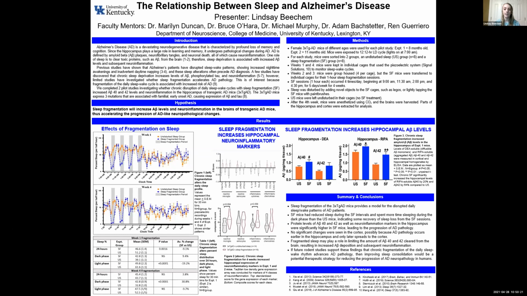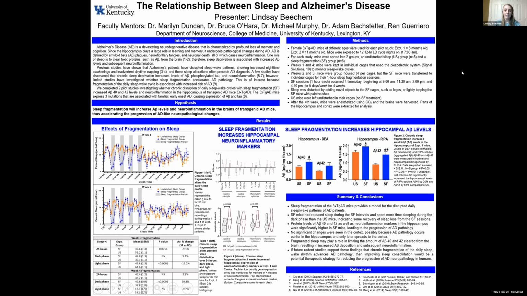And interestingly, we found that chronic sleep fragmentation does significantly increase the hippocampal levels of the RIPA-soluble A beta 40 by 20% and the amyloid beta 42 by 64% compared to the undisturbed sleep group, which is a very large increase, very interesting to find.